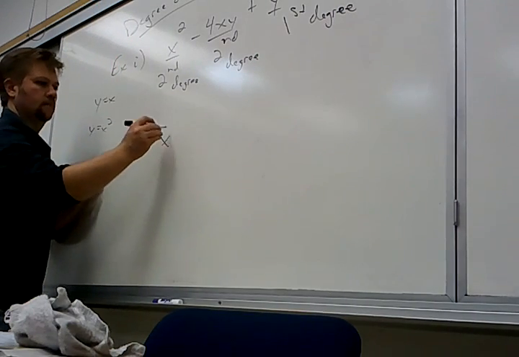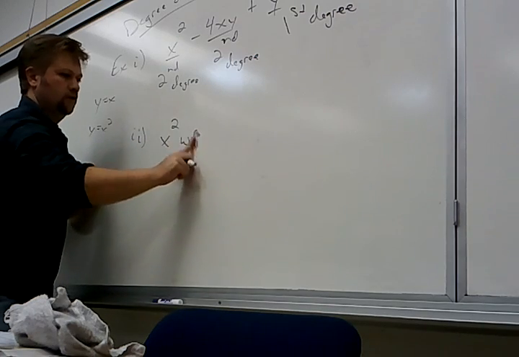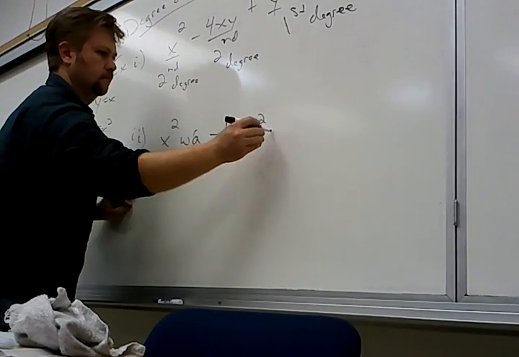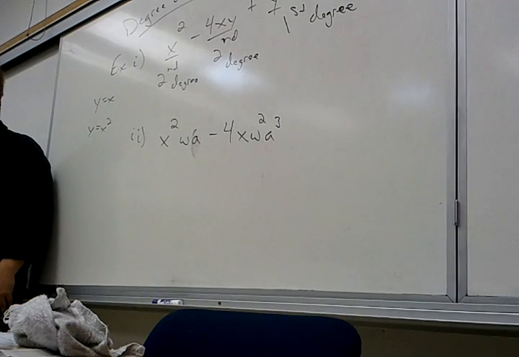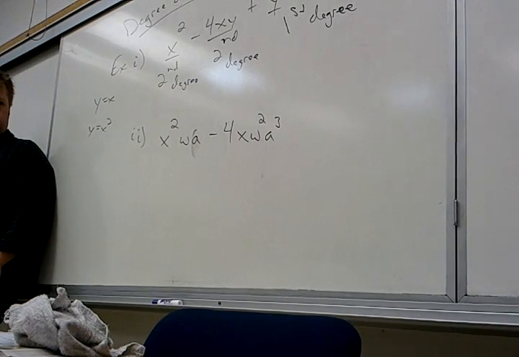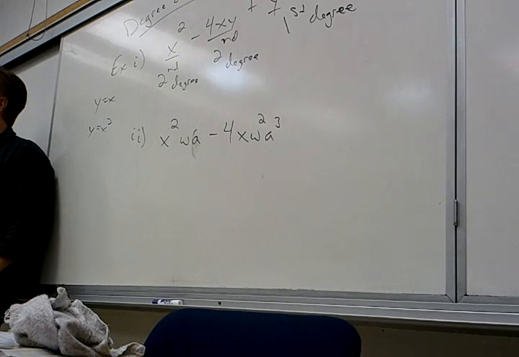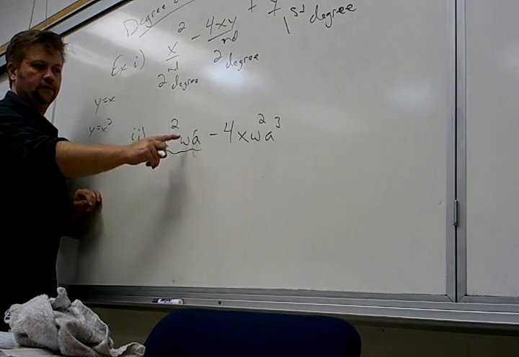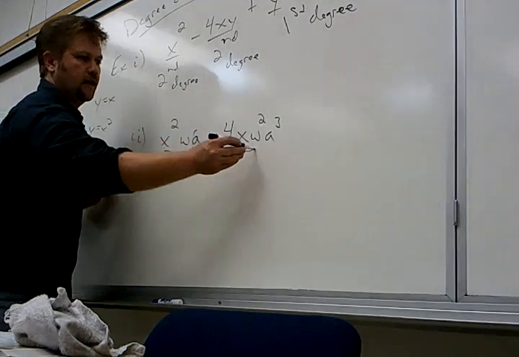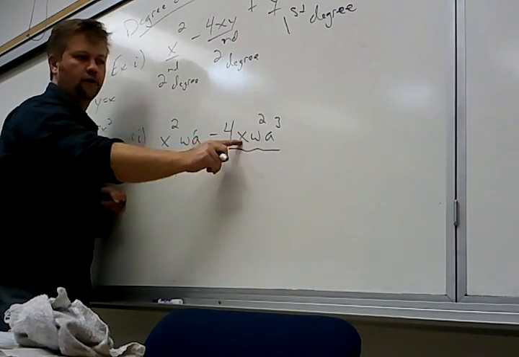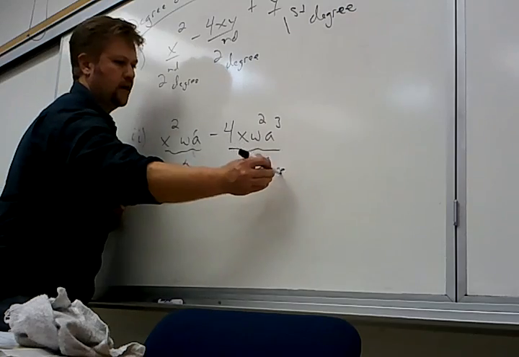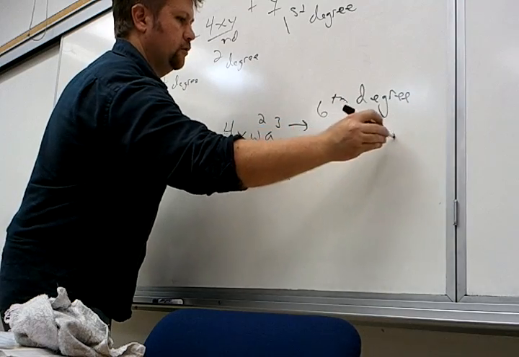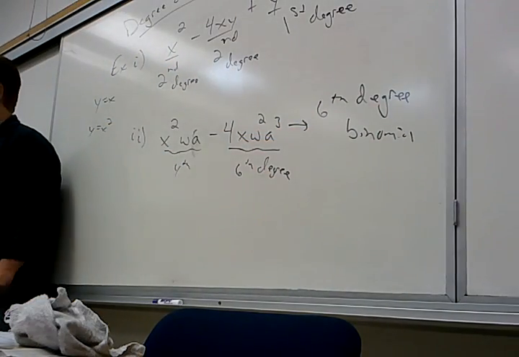What about this guy here? What degree is this first term? Yeah, 2 x's, a w and an a, so that's 4th degree. This guy is 6 because there's 3 and 2 is 5 and 1x is 6th degree. So the highest one is 6. So this is a 6th degree binomial because there's only 2 terms. You see that? Cool.